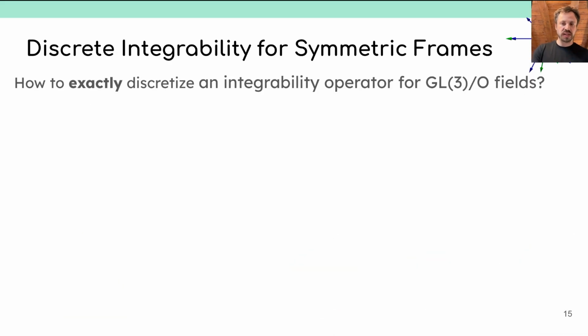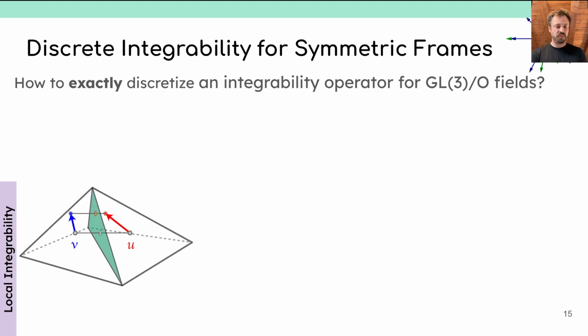Okay, so that's our notion of smoothness. Now the question is, how do you discretize integrability in this representation? Well, before we discuss how to discretize symmetric integrability, let's recall how you discretize vector field integrability on a TET mesh. This was studied in Tong et al.